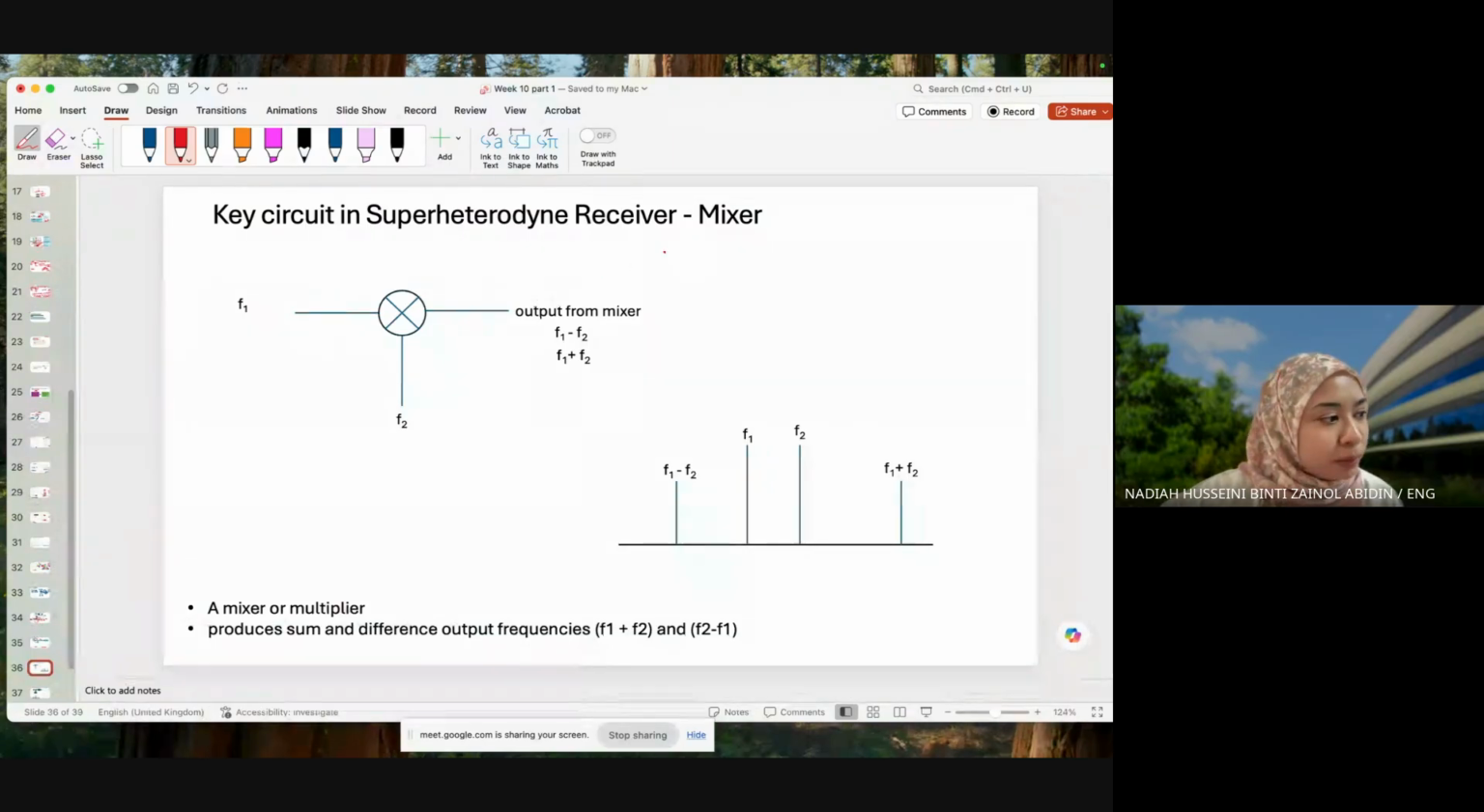Okay, so I'm going to stop here before we get too technical. I'm going to discuss sensitivity and the key block diagrams of the superheterodyne receiver tomorrow.